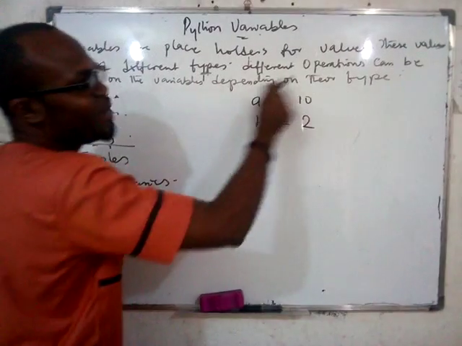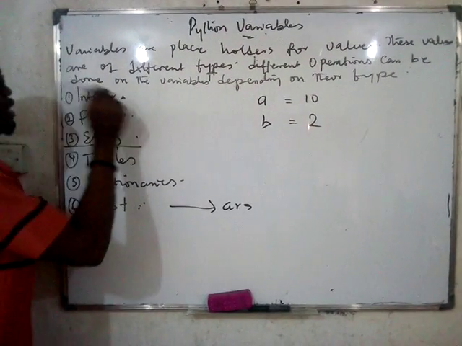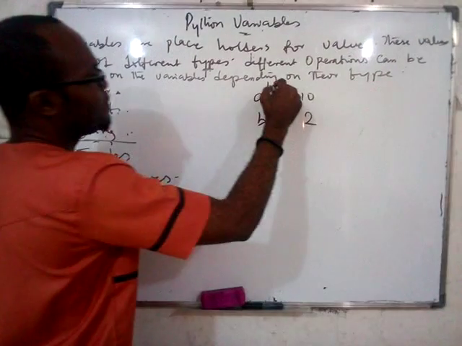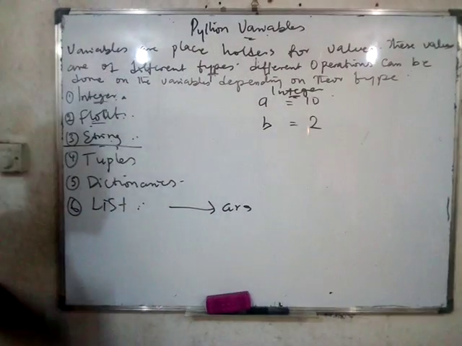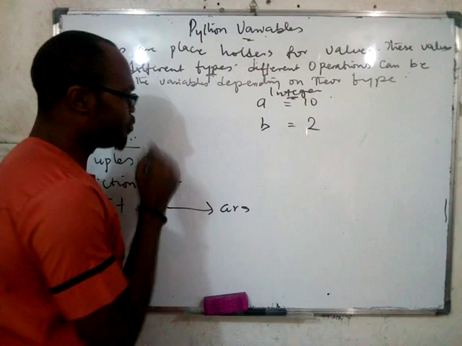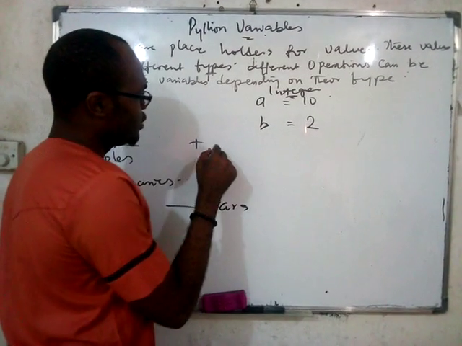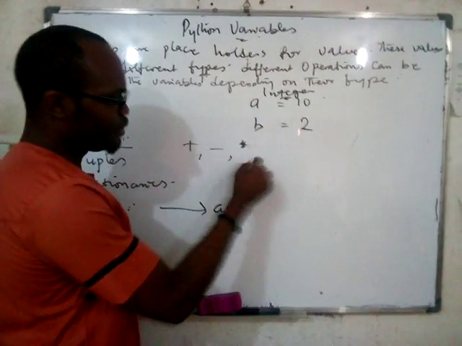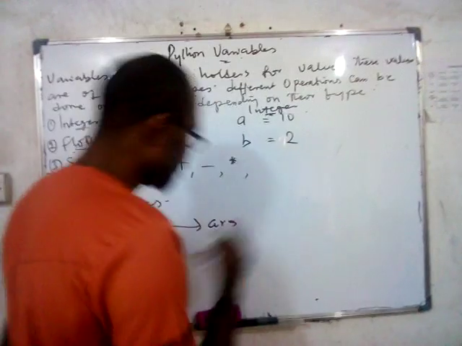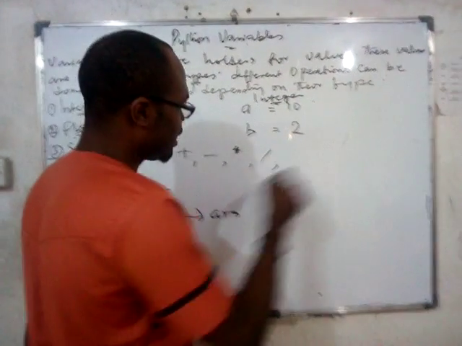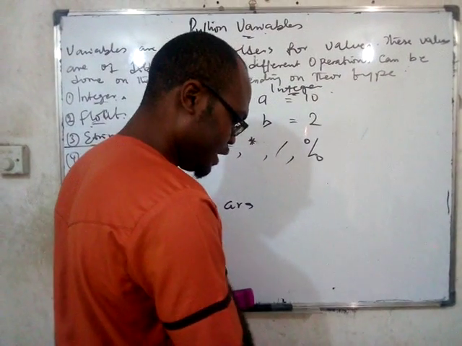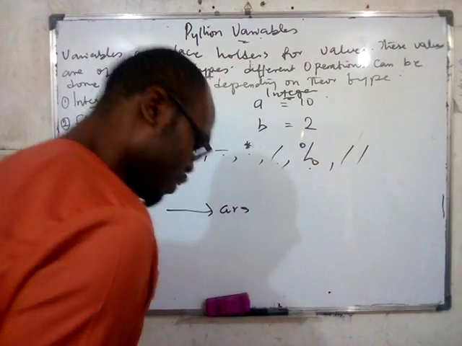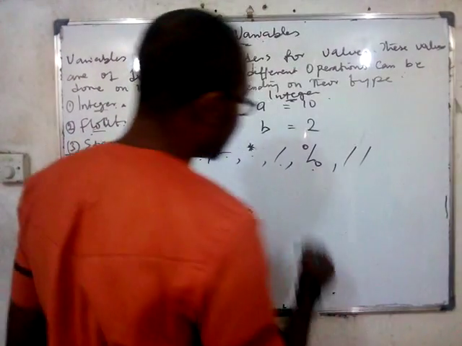Different operations can be done on the variables depending on their type. It's not the same kind of operation that you do on this one, that you do on this. So now we are starting with what type of variable? Integer. So we want to know the kind of operations that can be done on integers. On integers, you can do proper operations like addition, subtraction, multiplication. You can also do other operations like division. You can also do modulus, as well as floor division. So you can do all these, up to 7 operations, on this. You can also do exponential.